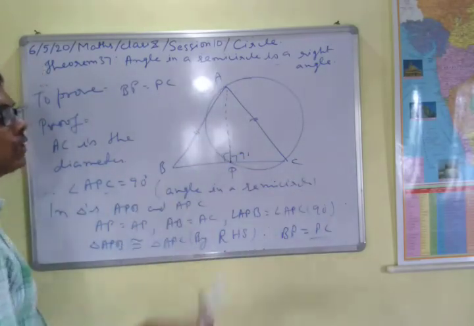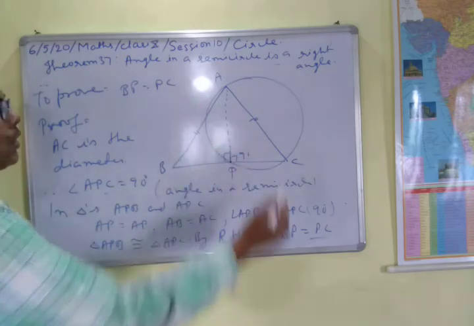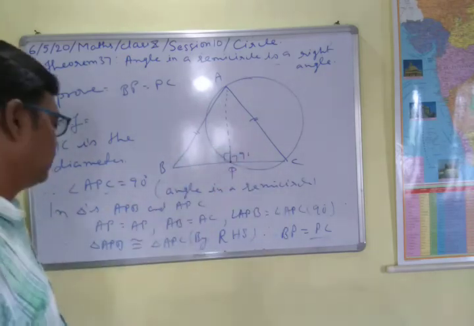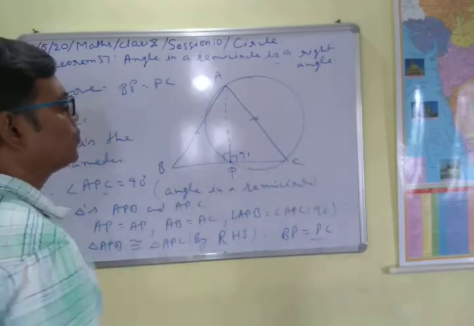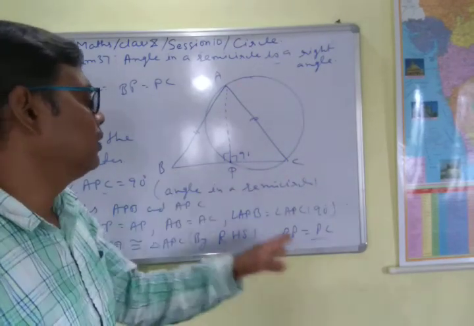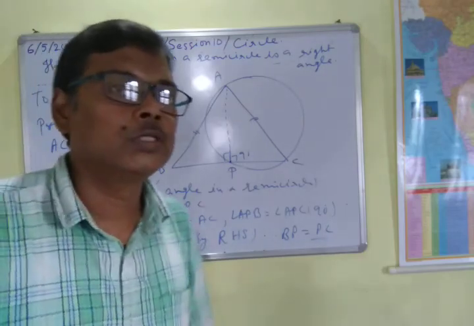So by these three conditions, these two triangles are congruent, and therefore by CPCT, the sides BP and PC, these are the two corresponding sides. So these two are equal, and then proved. So this is how it is proved.